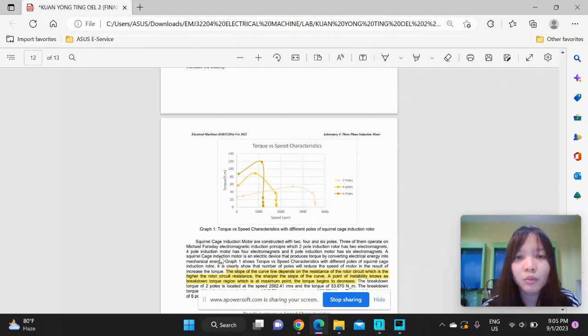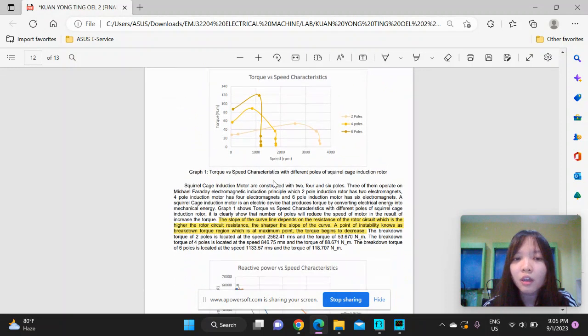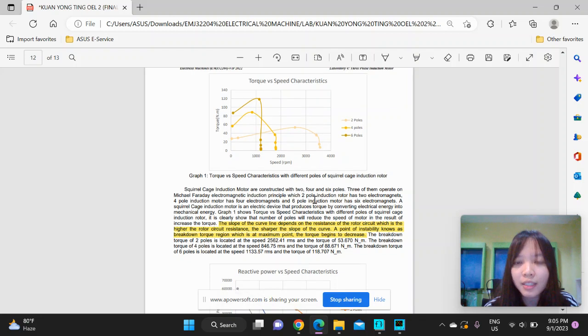Okay, the next one we will focus more on the torque versus speed characteristic. In the squirrel cage induction motor, we construct with 2, 4, and 6 poles. Three of them operate on Michael Faraday's electromagnetic induction principle, where a two-pole induction motor has two electromagnets, and four-pole has four electromagnets, respectively with six pole having six electromagnets.